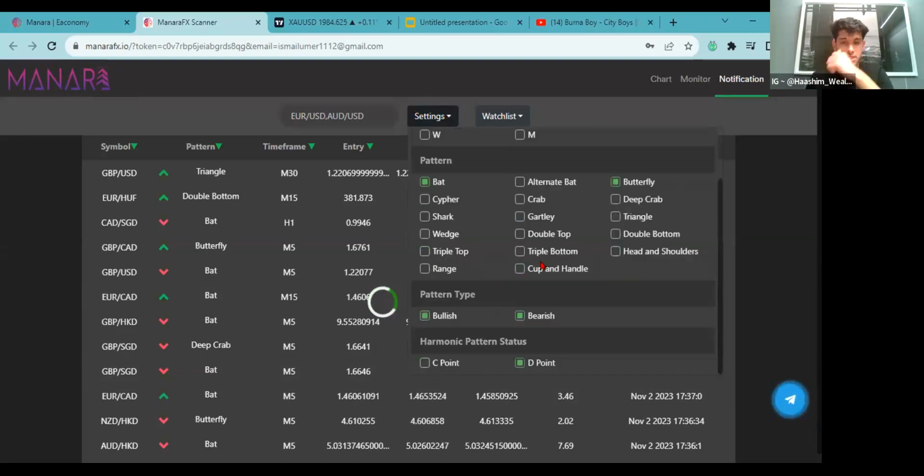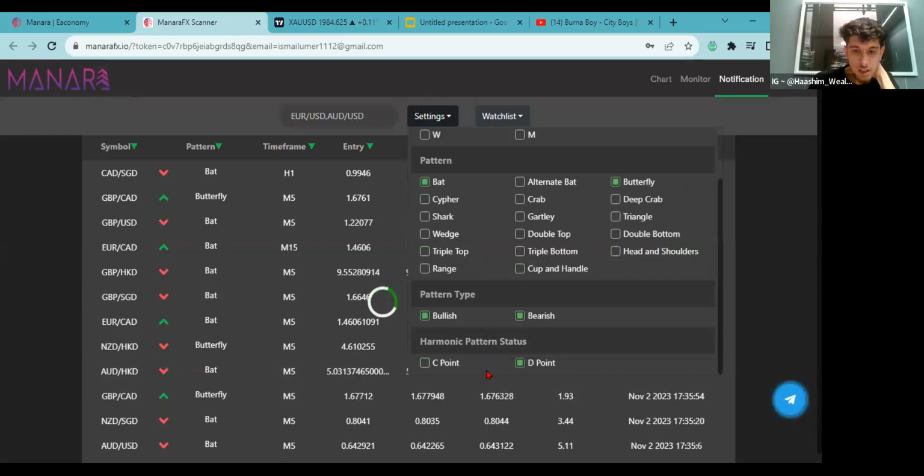Right, and as you guys can see there, we've got the harmonic pattern status. Forget this D point, C point. Just leave it as whatever is set on your Manara. Pattern type is bullish. Does everyone understand so far? Put a 1 in the chat if you understand so far. I'm just going through my settings with you guys. Alright, fantastic. Okay, cool.